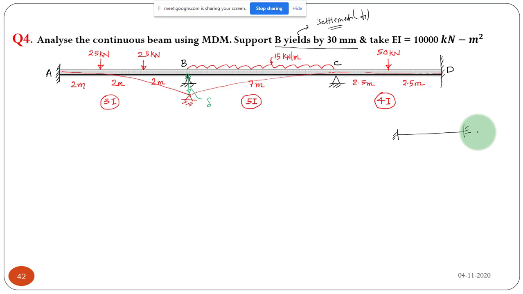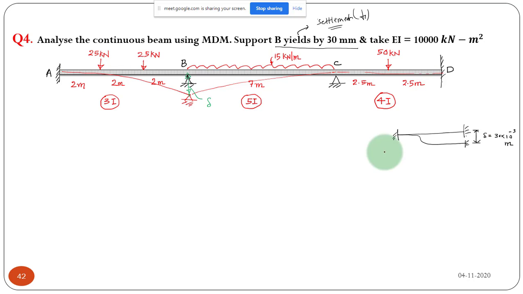Okay, because how we are going to write FEM values, we will take the primary structure. Primary structure means all the joints are fixed. Then we are writing FEM values. While finding delta also, we will assume all the joints are fixed. So the right support is settling down or yielding 30 millimeter, so the deformation will be something like this. This is our delta, which is equal to 30 into 10 power minus 3 meter.